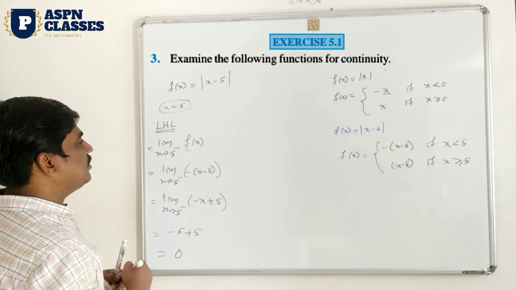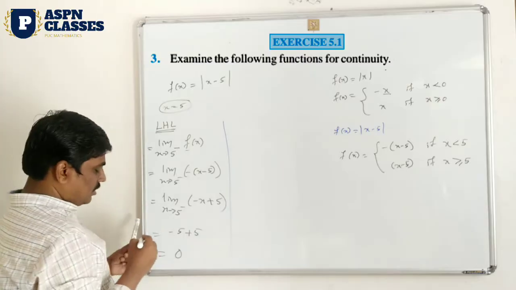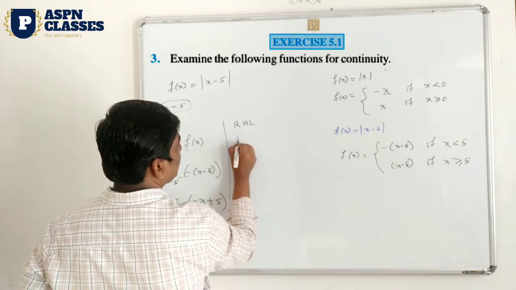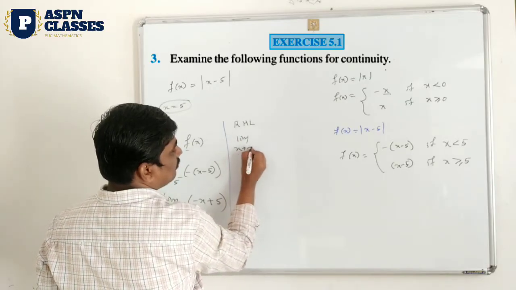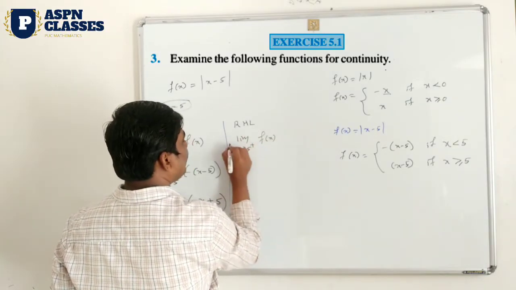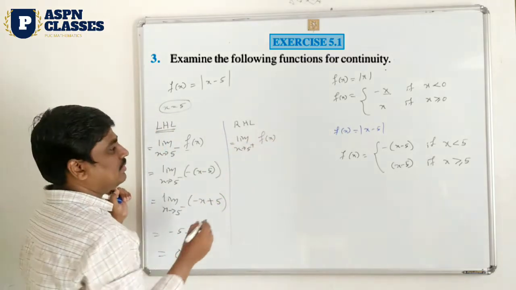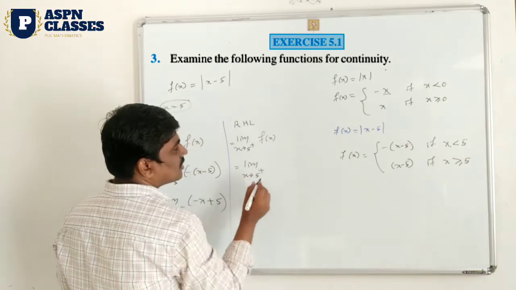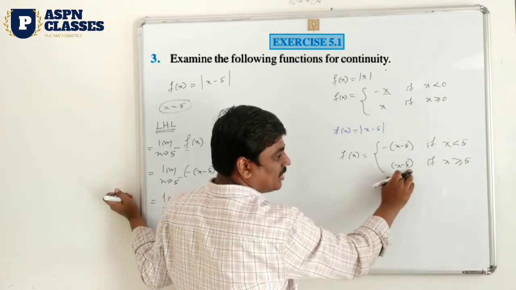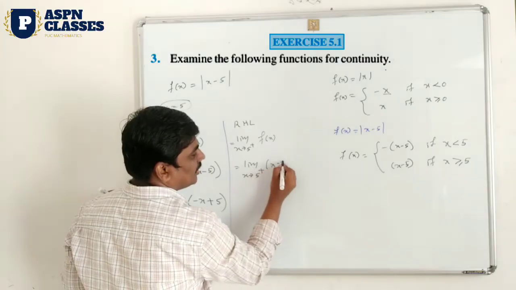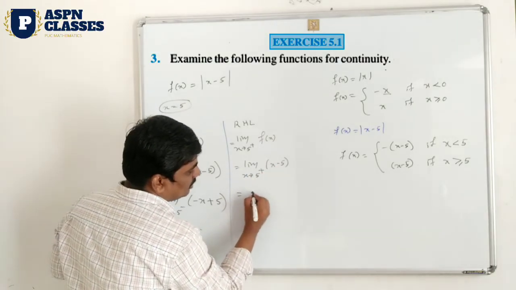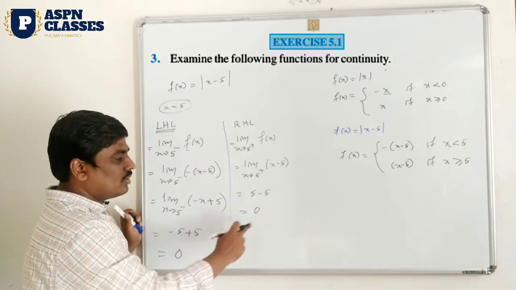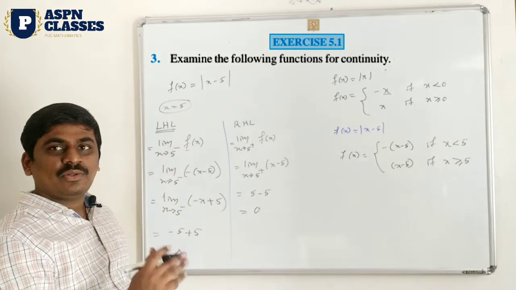After getting the LHL limit, you have to check out the RHL limit. In the RHL limit, limit of x tends to 5 plus f of x, where plus means right hand side near value. So next, limit of x tends to 5 plus, what is the RHL limit? x minus 5, apply here x minus 5. Now fill in 5 minus 5, you get the result 0. The LHL limit is 0, the RHL limit is 0. LHL equals RHL, you get.